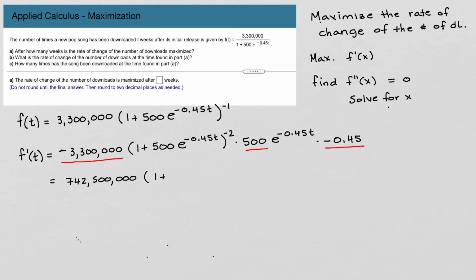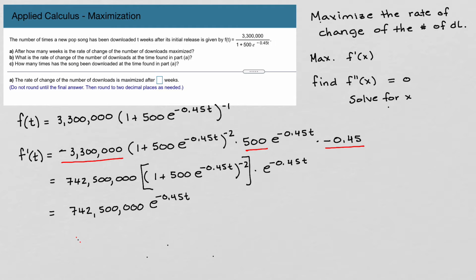And then this is going to be times 1 plus 500 e to the negative 0.45t to the -2 times the e to the negative 0.45t. And then I can take this part, which is to a negative power, move it to the denominator. And I have my first derivative. Oops, it's not -2 anymore, just 2.